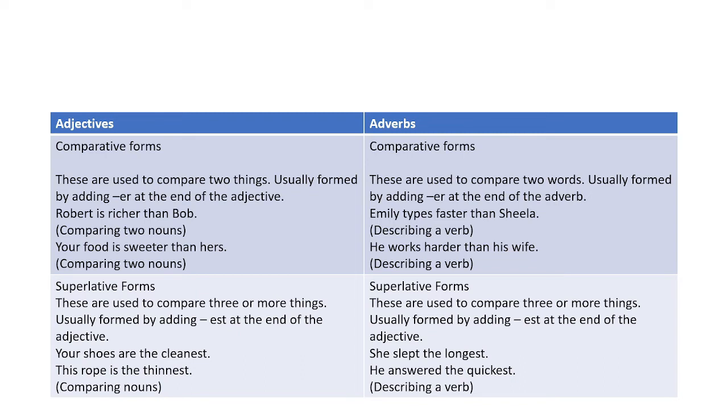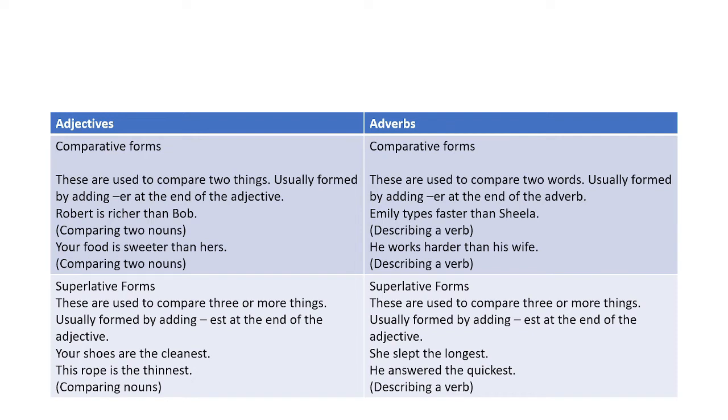Now let's move to the superlative form, that is, the degrees. Okay. So the superlative forms are used to compare three or more things, usually formed by adding est at the end of the adjectives. For example, your shoes are the cleanest. This rope is the thinnest. So here we can see that the comparison between the nouns is there.